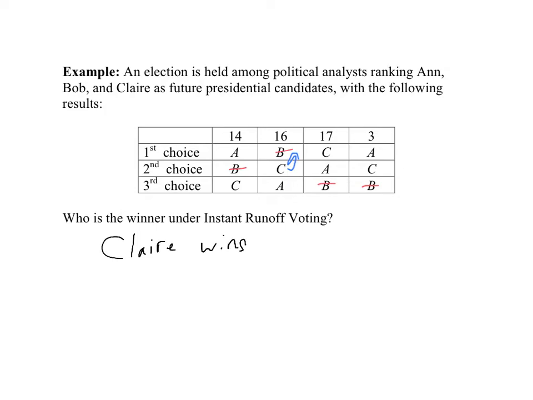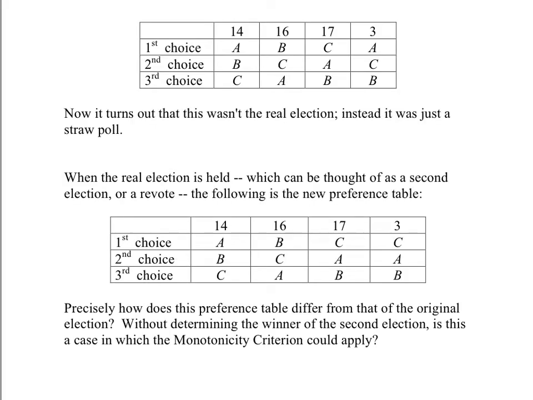Very well. So now we find out that in fact, this preference table that we just analyzed, in which we found that Claire is the winner, wasn't the real election. It was just a straw poll, right? It was a non-binding event. It was not the real election.